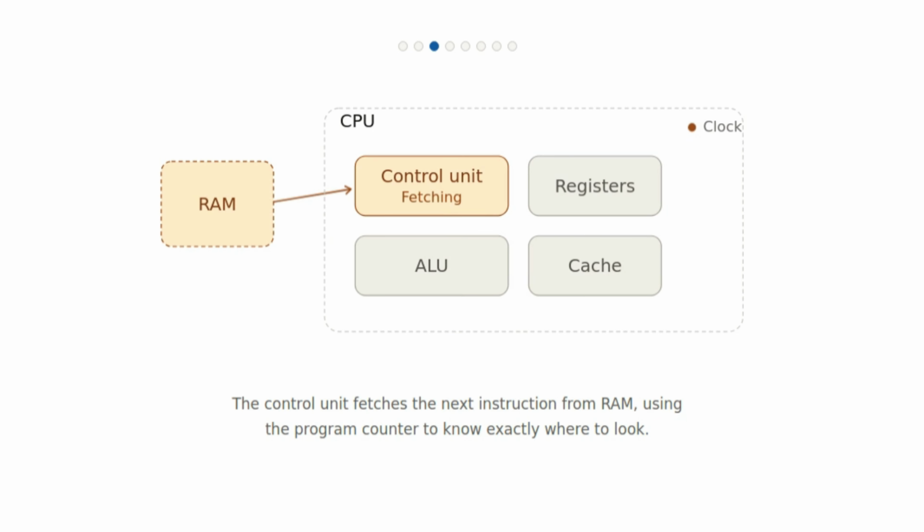Stage 1, fetch. The control unit goes to RAM, the computer's short-term memory, and pulls out the next instruction in line. It knows exactly where to look because it keeps track using something called the program counter. Think of it as the CPU's bookmark. It always knows which page it's on.